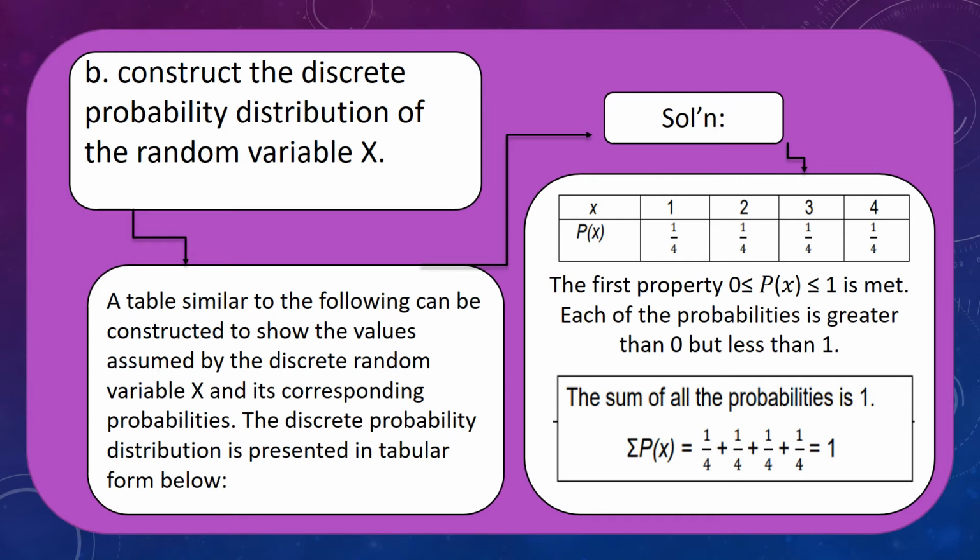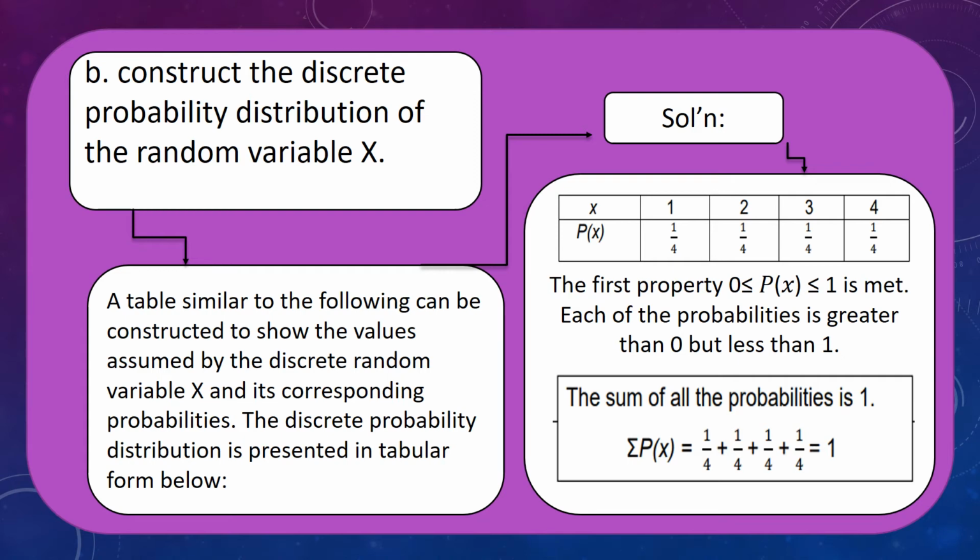Okay, a table similar to the following can be constructed to show the values assumed by the discrete random variable x and its corresponding probabilities. The discrete probability distribution is presented in tabular form. So we have the solution. First, we have x: 1, 2, 3, and 4, and P(x) is equal to 1/4, 1/4, 1/4, and 1/4.